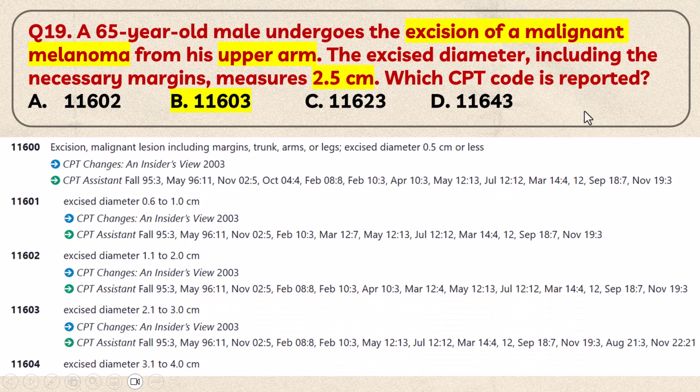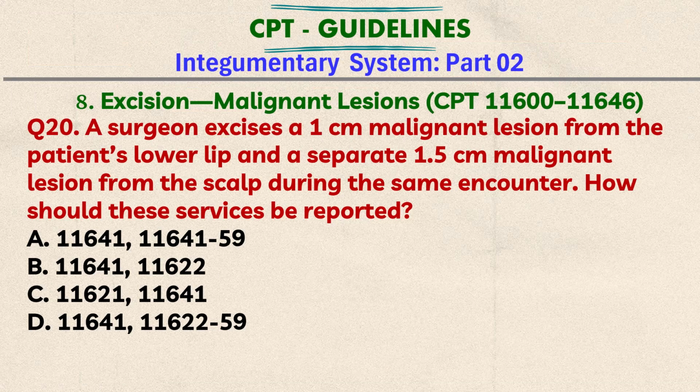When you go to the code series, 11600 is excision, malignant lesion, including margins, trunk, arms or legs. In our case, this is the upper arm, so arm is included in this code series. 0.5 centimeter or less. In our case, this is 2.5 centimeters, so 2.5 centimeters is included here, 2.1 to 3 centimeters. So the correct code will be 11603.